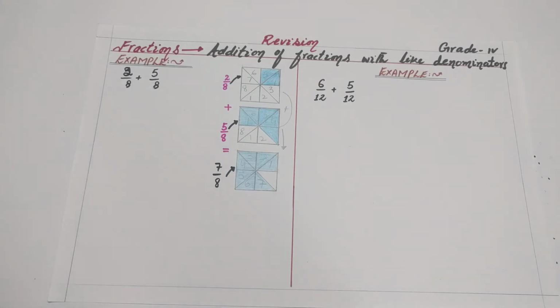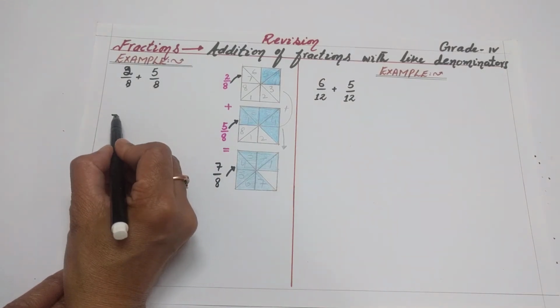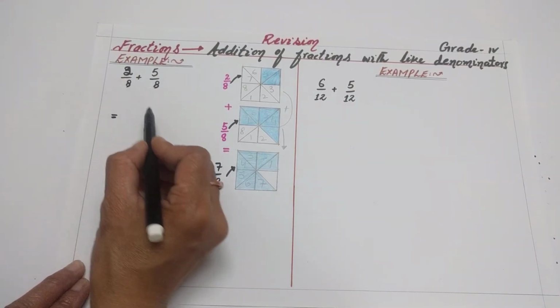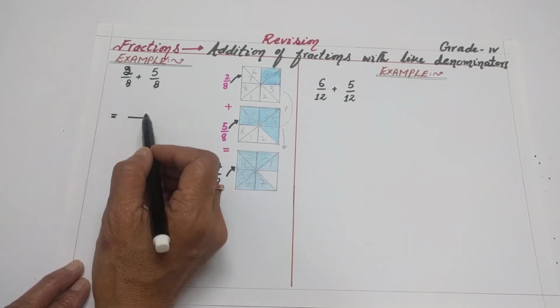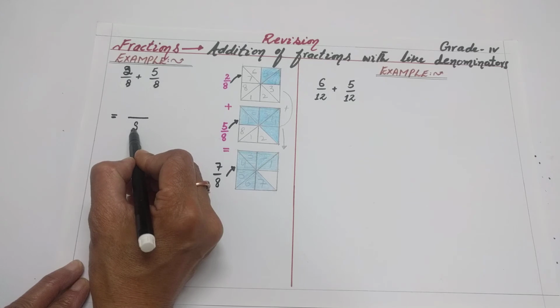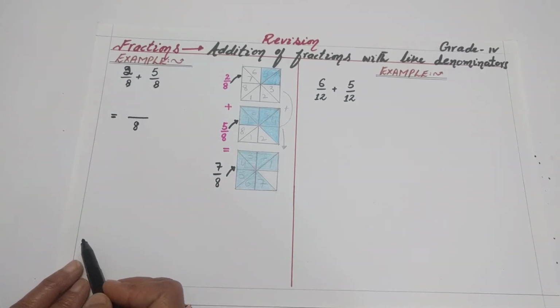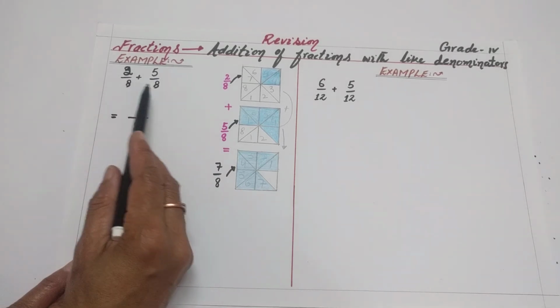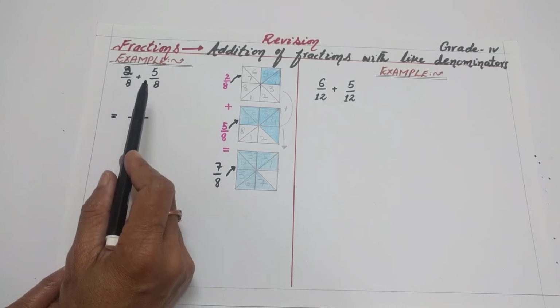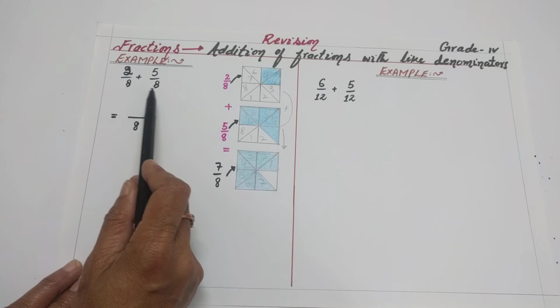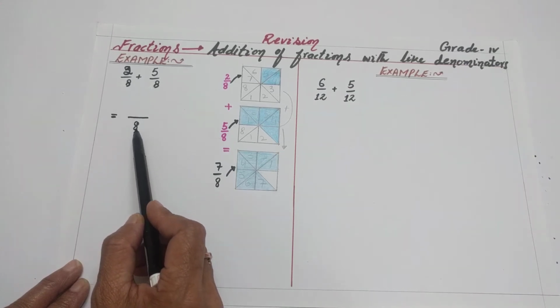Okay, let's start the example. As in the example, we have the same denominator. So if the denominator of the fractions is same, then you can use that denominator as a common denominator. Common means same. You will use the common denominator only once. So 8 is the denominator for both fractions. Both fractions have the same denominator. That's why we will use it as a common denominator.